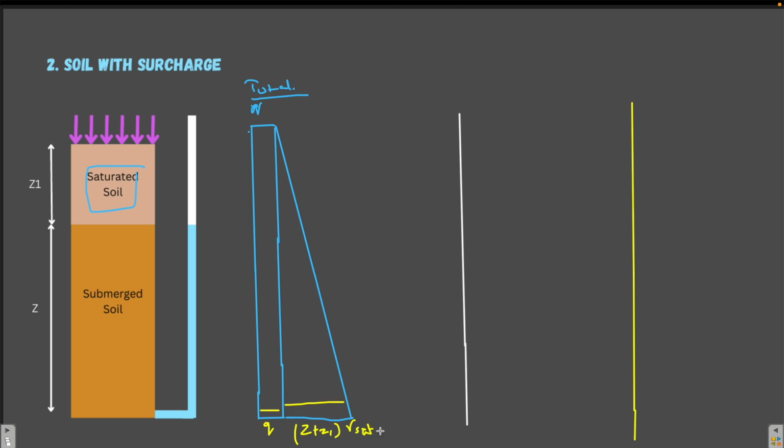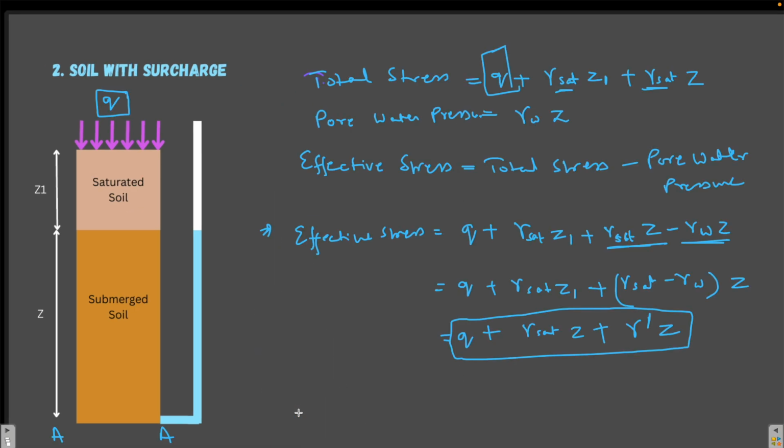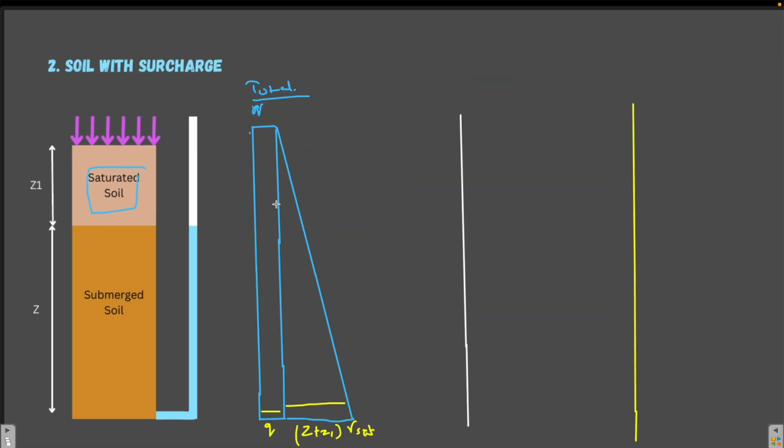So what is the total stress then? Q plus (Z plus Z1) gamma saturated. This is the total stress in the soil at this level, as given by this equation. If you want to calculate the stress over here, it is Q plus just Z1 into gamma saturated. This is the stress diagram, and using it you can find the stress at any level. You can make use of similar triangles, make use of the geometry, and whatever the width is here will be the stress. This is the beauty of that.